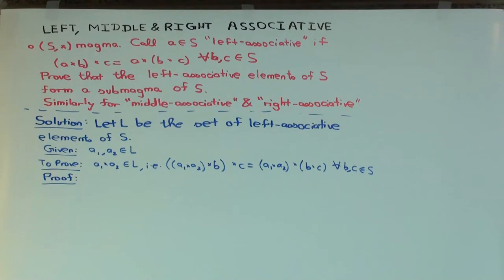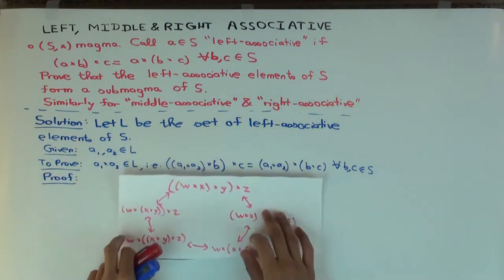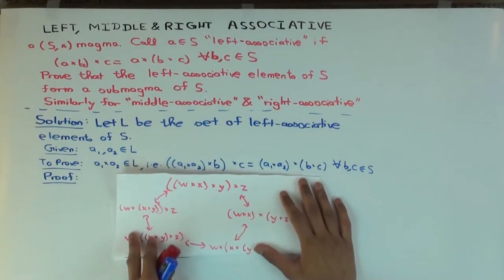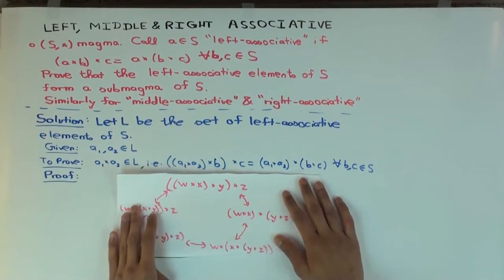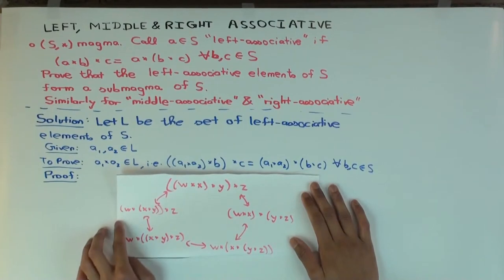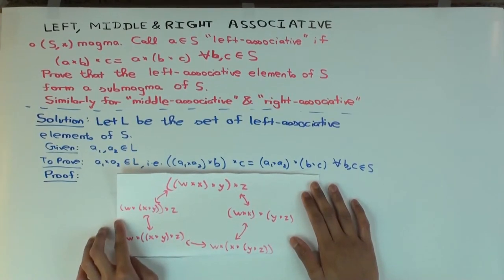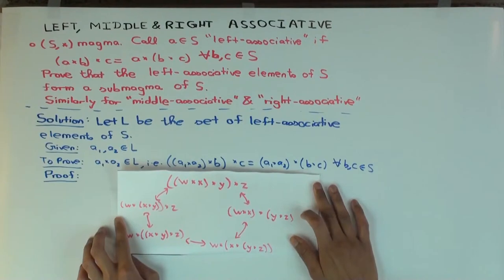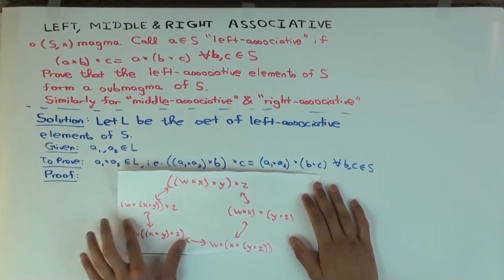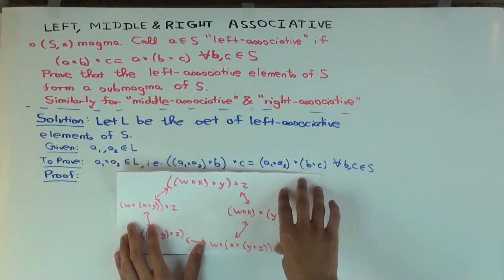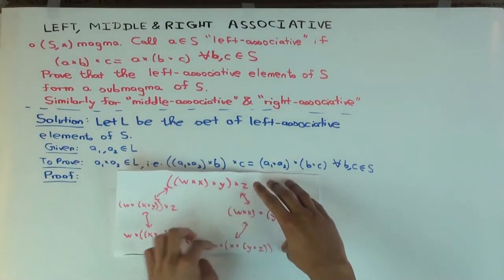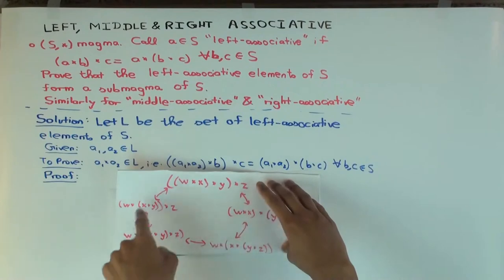When you have products of four things, there was a nice picture which relates the various ways of associating them. So here it is. I've called them W, X, Y, Z here instead of A1, A2, B, C, but the idea is the same. You have five different ways of parenthesizing products of length 4. And there's relations between them given by associativity. And there's five relations and they go in a circle like this.